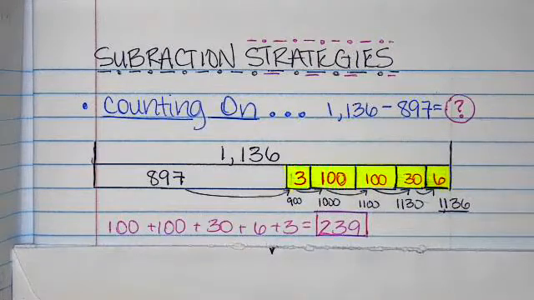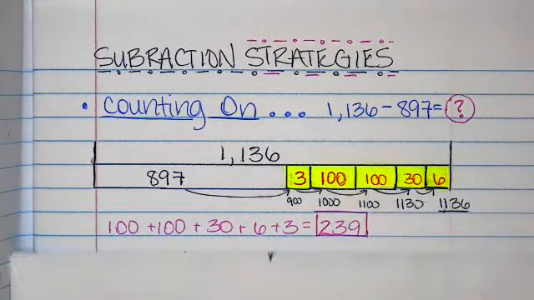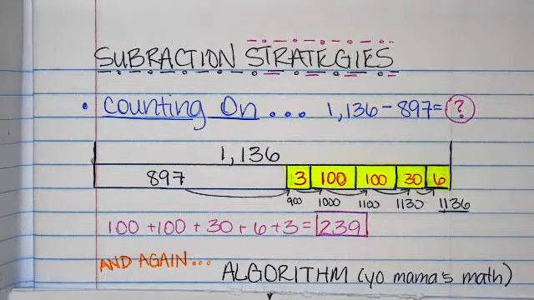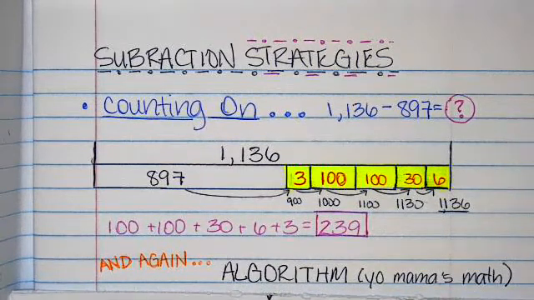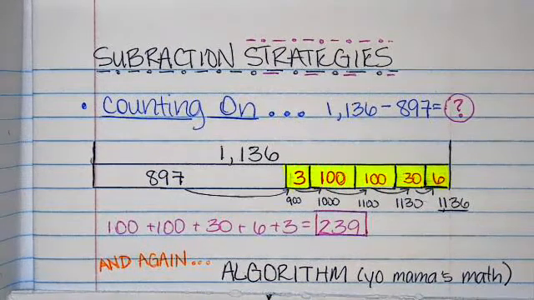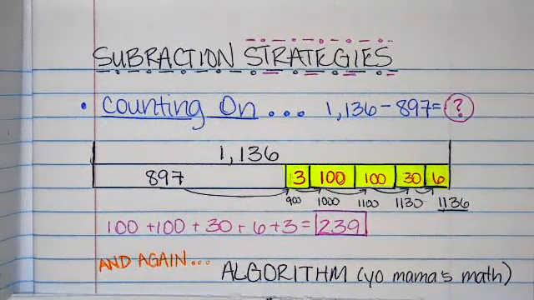So after we've used the counting on strategy, everybody, like your parents mostly, are really going to get excited because we're going to try the next strategy. And the next strategy that everybody gets so excited about is, again, algorithm, what I like to call your mama's math. So let's go ahead and get started on subtracting with algorithm, your mama's math.